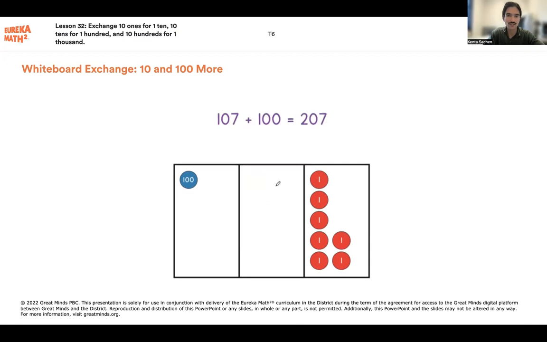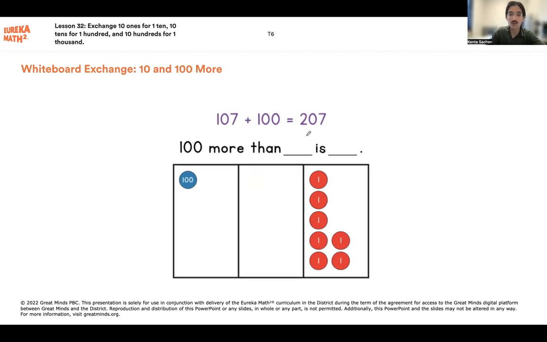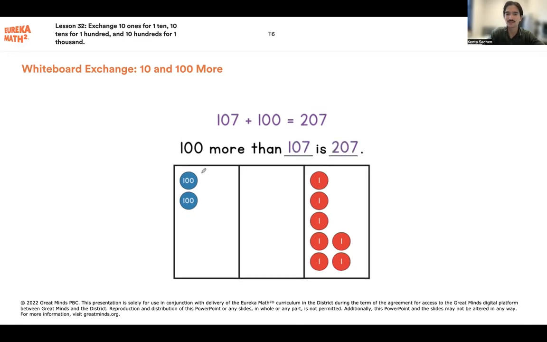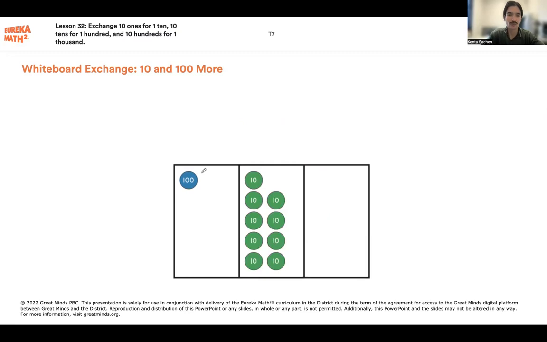We're going to start with 107 again. What if I added 100 to this? 100 more than 107. What number do we have now? What number do we have, Valerie? Yeah, 207, right? Not 107 anymore. 207. Just like that.